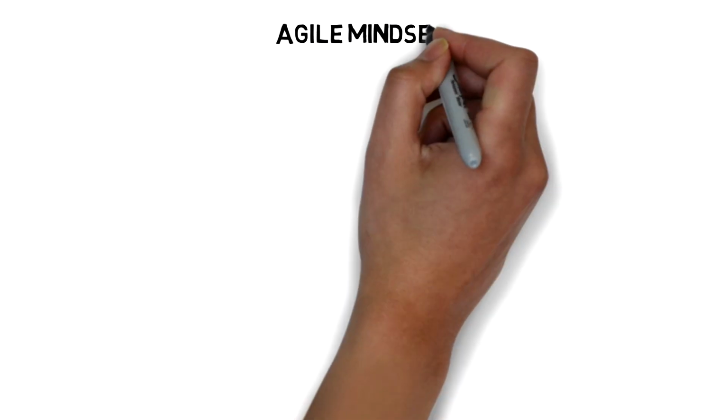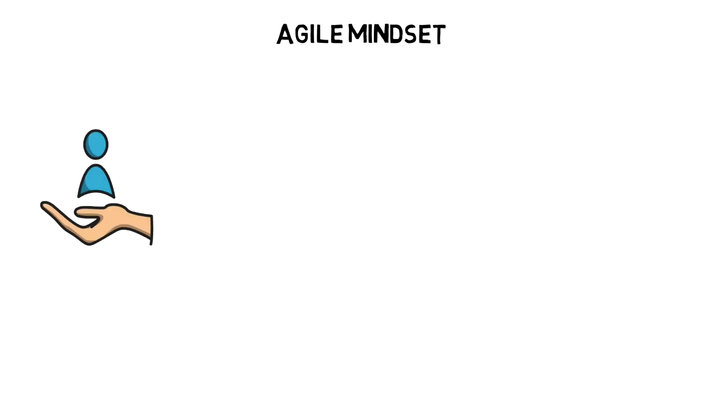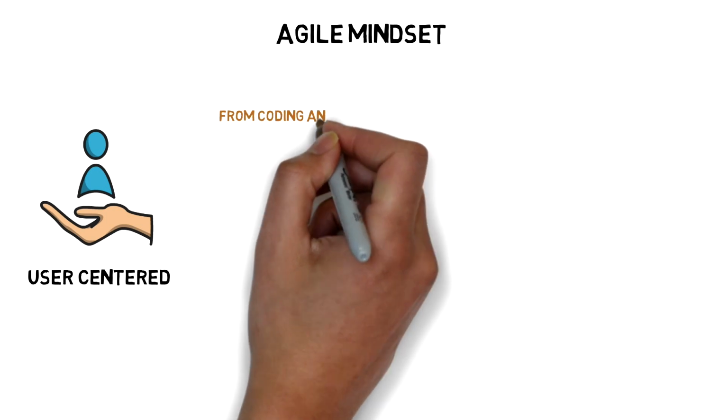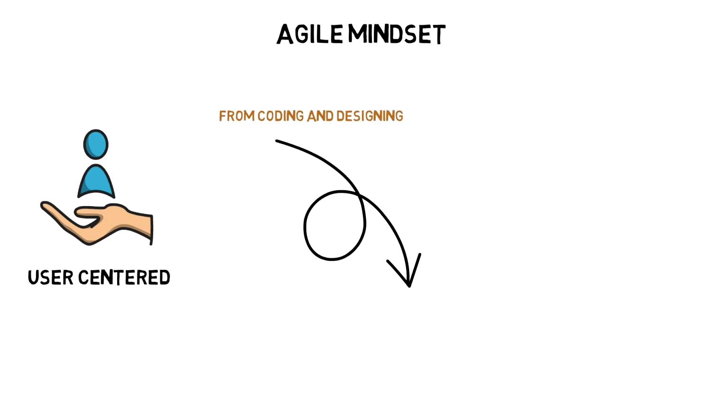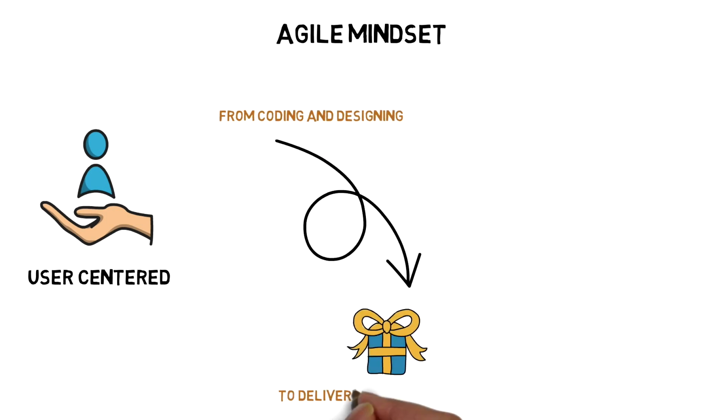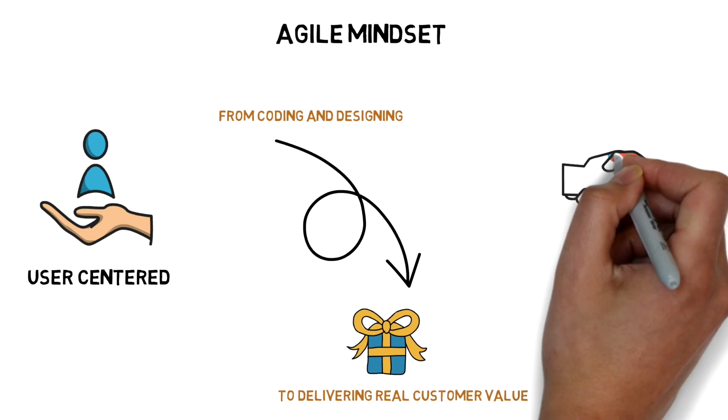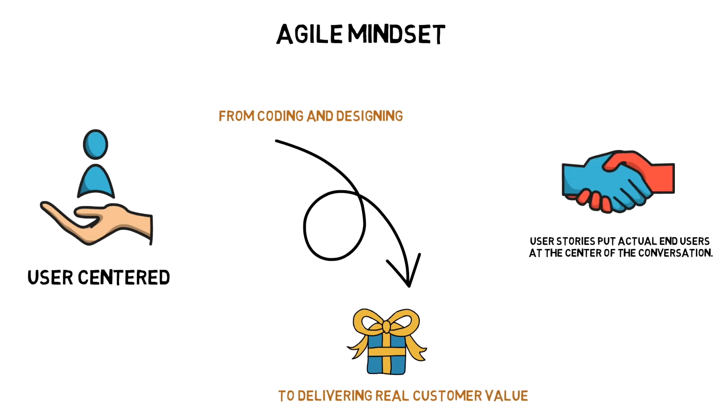A key element of the Agile mindset is putting people first. Agile is a user-centered approach. It shifts the focus from just coding and designing to delivering real value to your end users. User stories put actual end users at the center of the conversation.